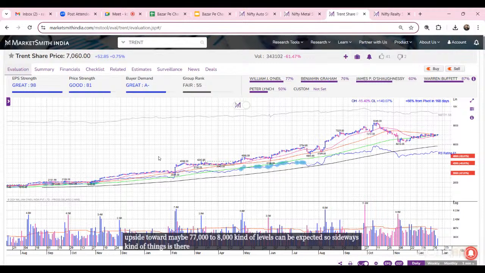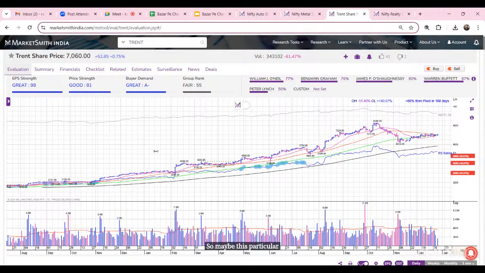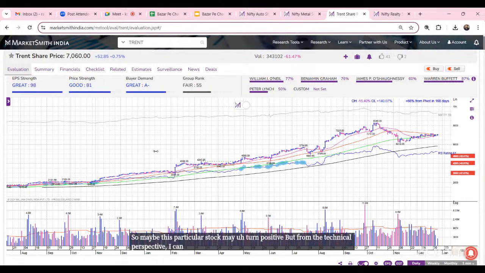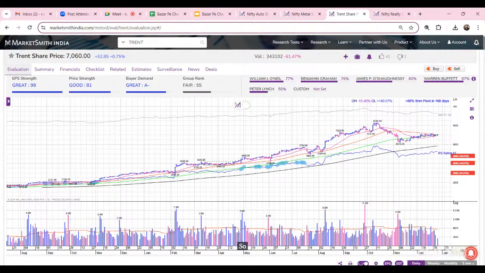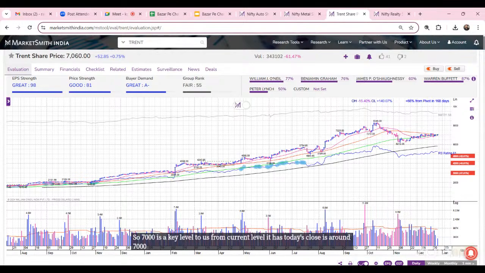Maybe the momentum is improving, and the way overall scenarios are improving related to this particular sector, maybe this particular stock may turn positive. But from the technical perspective, I can say it must cross and hold at least the 7,000 level. So 7,000 is a key level to watch from the current level. Today's close is around 7,000. So above 7,000, one can expect at least a 5 to 8% kind of gain in this particular stock in the coming days and weeks.